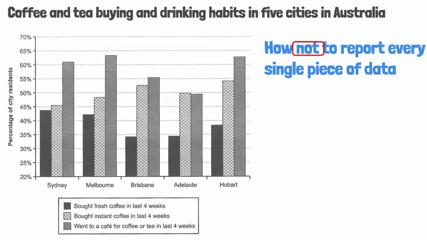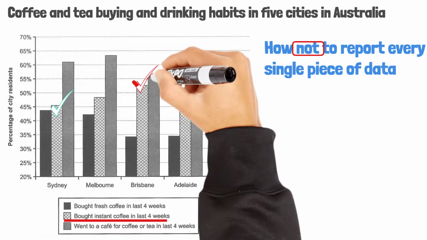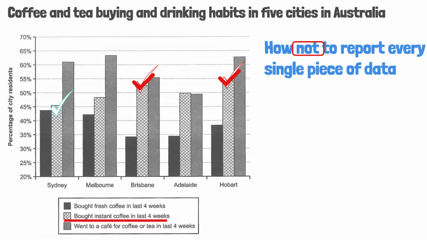Take, for example, this category, bought instant coffee. The 2 biggest numbers in this category are these 2. The smallest number is this one. Use your common sense. Which ones are the most important ones? I think it's pretty obvious that the 2 biggest numbers are the most important numbers in this category. This smallest number isn't even very small.